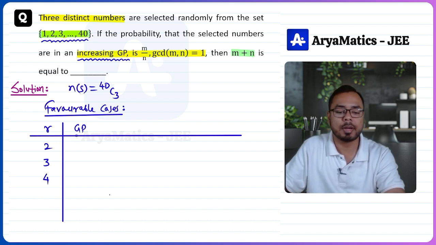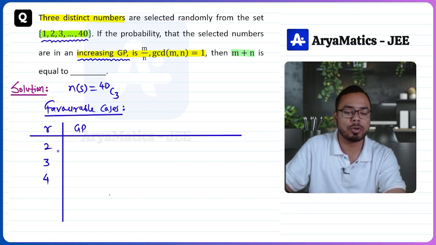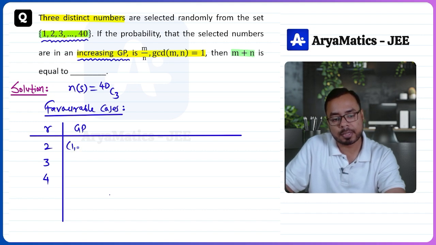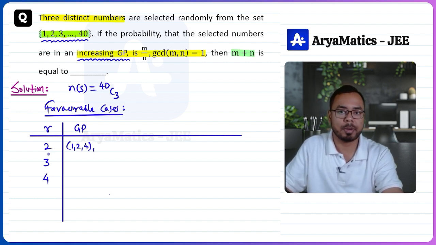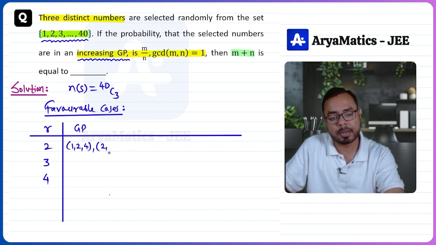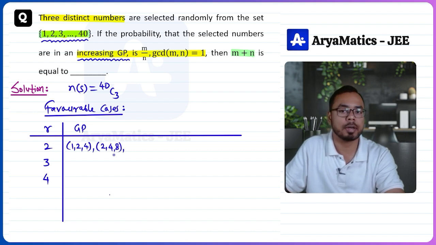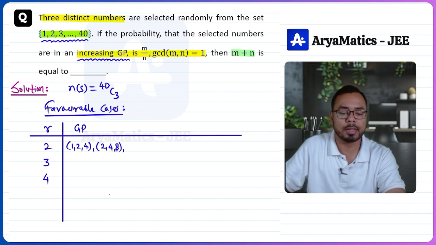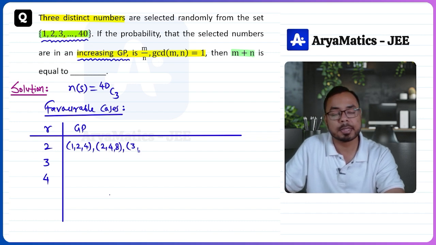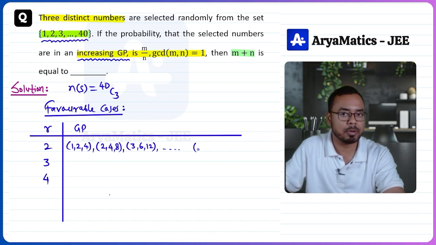Now, suppose I take the common ratio as 2, so let us see how many GPs we can create with common ratio 2. One possibility is that the first term we can take is 1. If the common ratio is 2, the next term will be 2, and then the next one will be 4. So this is 1 GP with common ratio 2. Similarly, if I take the first term as 2, the next term will be 2R, and the next one will be 2R square. So this is the next GP, 2, 4, and then 8. If the first term is 3, then the next one will be 3 into 2, 6, and then 6 into 2, 12. So in this manner, we can create a number of GPs.